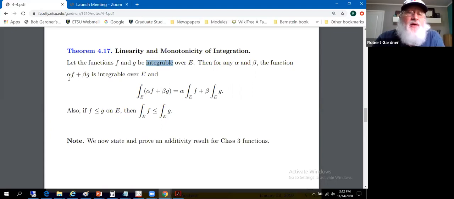The claim is the sum, alpha f plus beta g, the linear combination, is also integrable, and the value of the integral is what you think it should be. The integral of the linear combination is a linear combination of the integrals, and when f is less than or equal to g, the integral of f is less than or equal to the integral of g. So linearity, monotonicity, just like before. Maybe a little extra caveat here to comment that we are always dealing with class 3 functions here. The integrability claim is part of the story as well.